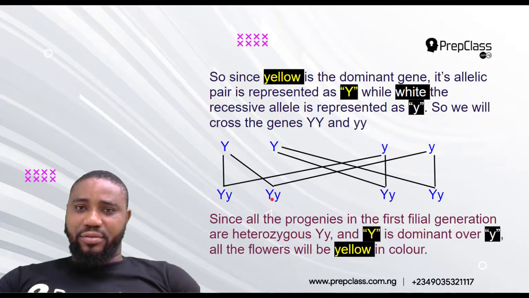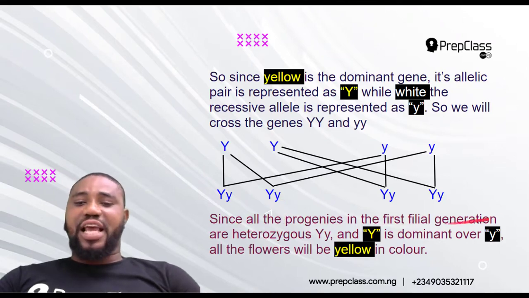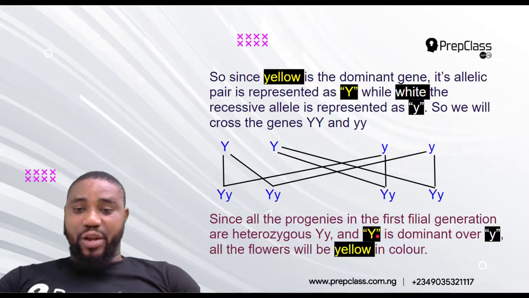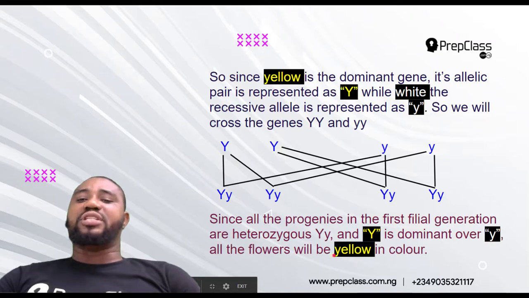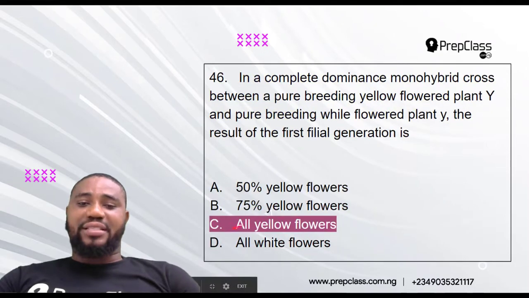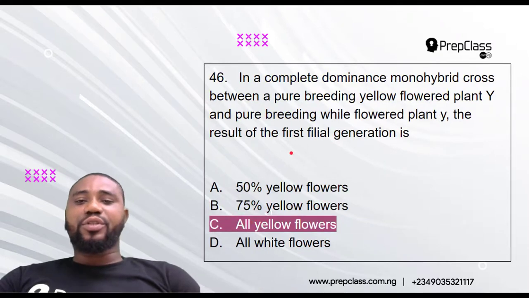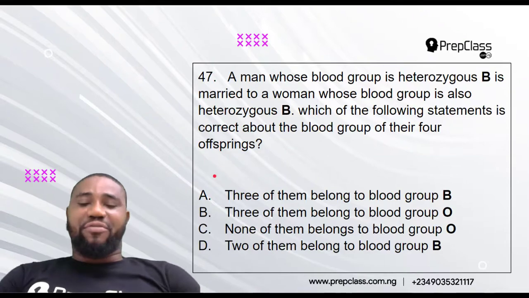Yellow allele for yellow color or yellow gene and what? White gene. So we call it what? Heterozygous pair. So since all the progenies in the first filial generation are heterozygous, that is Y, y, and the gene capital letter Y, which represents yellow, is dominant over small letter y, which is white, all the flowers will be yellow in color. So the correct answer is all yellow flowers. So in the first filial generation, as you can see, all the flowers will be what? Yellow in color. Okay.